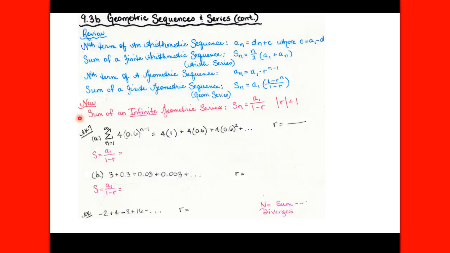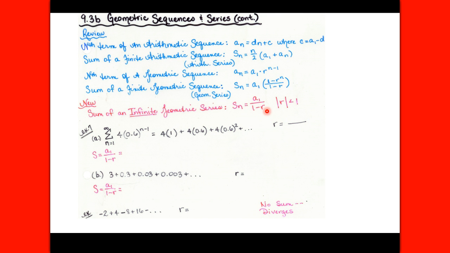Number 1, it has to be geometric. And number 2, the absolute value of the ratio must be less than 1. Has to be geometric, and the absolute value of the ratio has to be less than 1. If those two things are true, then I'll be able to use this formula to find the sum of my infinite geometric. All right, so look at example 7.